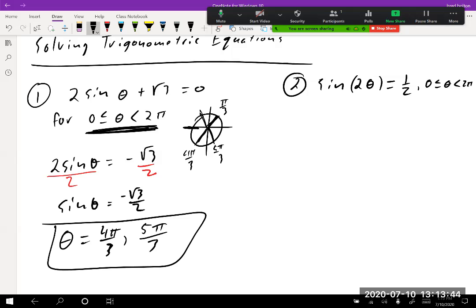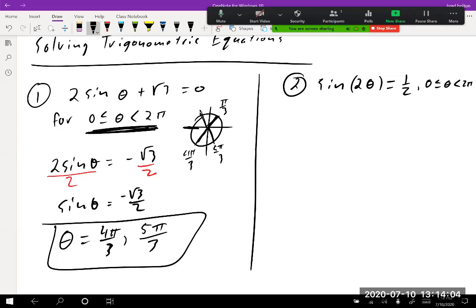So these are the two values that when we plug them in, they will give us 2 times the sine of 4 pi thirds plus square root of 3 would give us 0. So by drawing the unit circle, it kind of gives you a heads up on what quadrant you should be in and what values you should be using. Okay, so let's take a look at this next one.